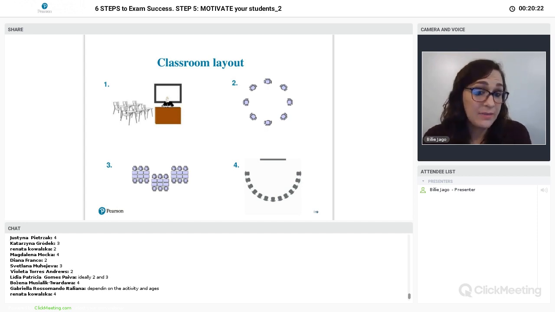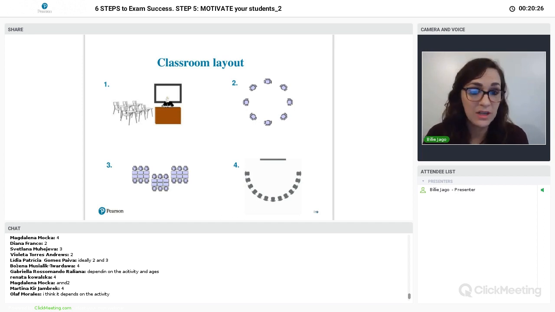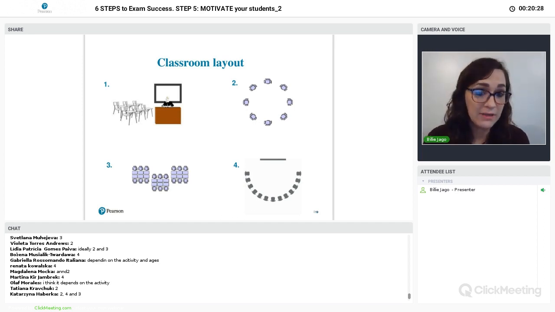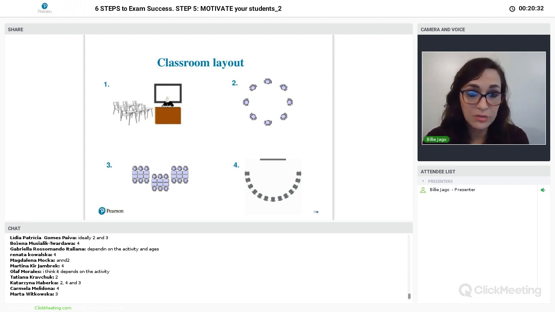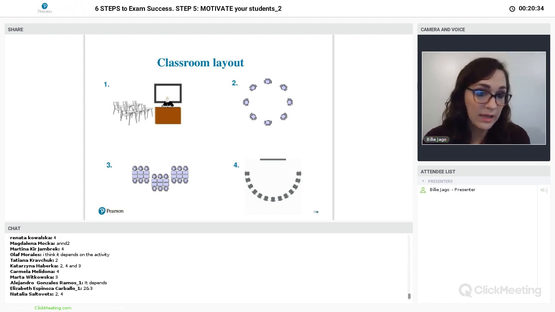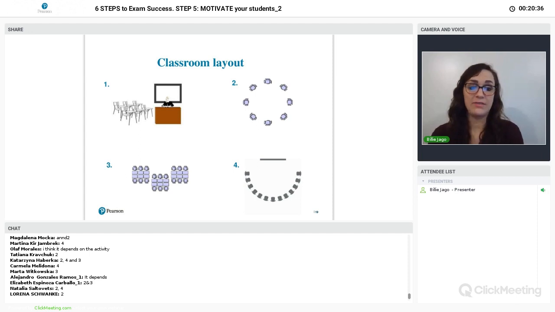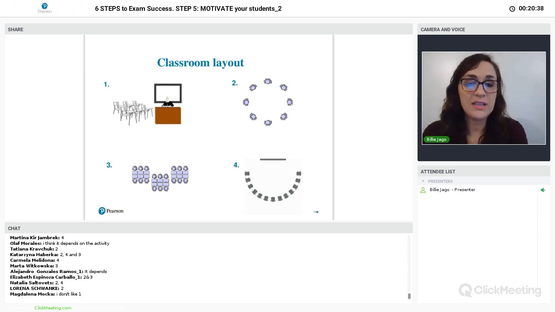Yes, it does definitely depend on the activity, the ages, and also the size of the classroom that we have. Olaf, you're right, it depends on the activity as well. A lot of people are saying 2. And Alejandro, I agree with you, it does definitely depend. So let's just have a look at them.